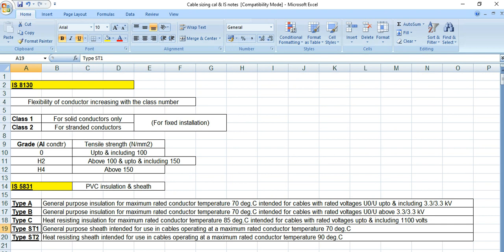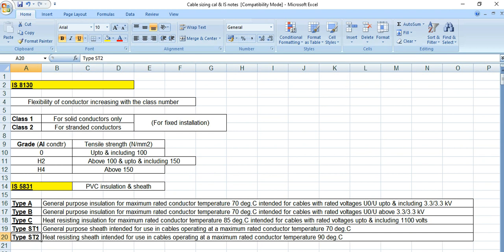If it is type ST1, that means it is a general purpose sheath intended for use in cables operating at maximum rated conductor temperature of 70 degrees centigrade. And if it is type ST2, it is a heat resisting sheath operating at maximum rated conductor temperature of 90 degrees centigrade.